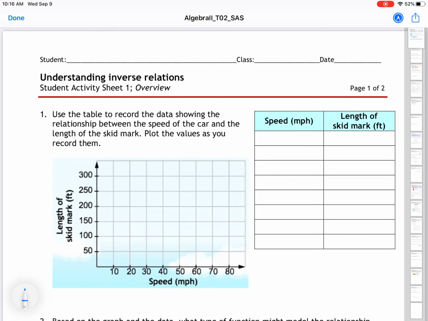So this is just a sketch of what the graph looks like. We want to use the table to record the data that was shown between the speed of the car and the length of the skid mark. So plot the values as you record them.